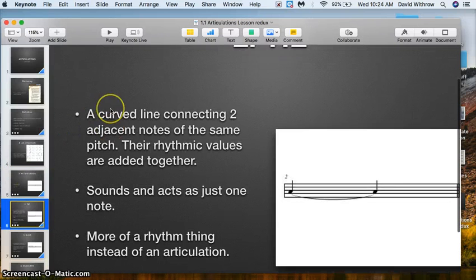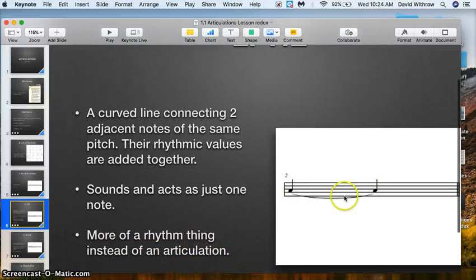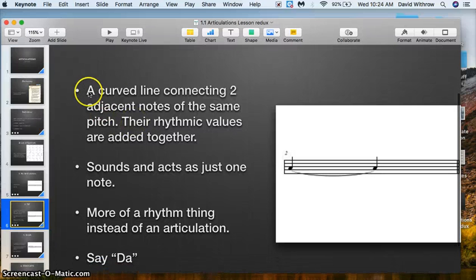This next thing, it's called a tie. A tie is this curved line. Once again, here's another DW definition. A tie is a curved line that connects two adjacent notes of the same pitch. Their rhythmic values are added together. That's a mouthful, so let's take it apart.